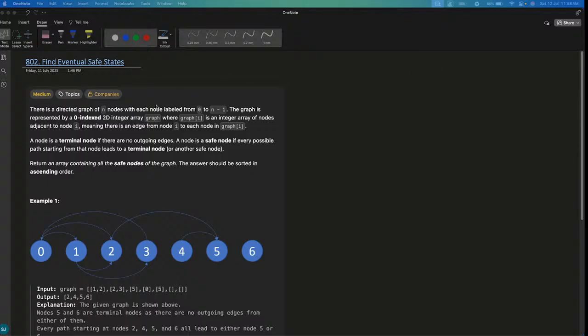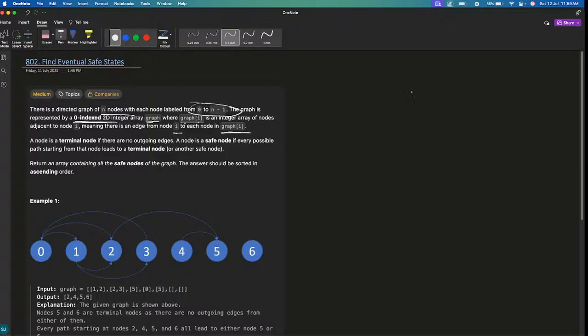So, we are gonna start with this. It says that there are n nodes, which are labeled from 0 to n minus 1. The graph is given as a 0-indexed integer array called graph. The graph of i is an integer array of nodes adjacent to node i, meaning there is an edge from node i to each node in graph of i. Well, this is the very basic, generic graph.